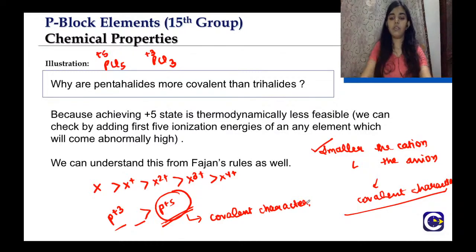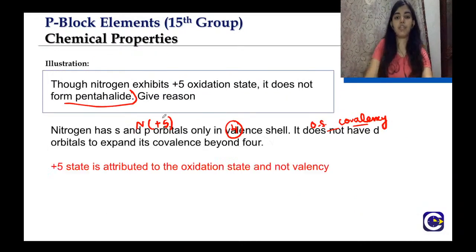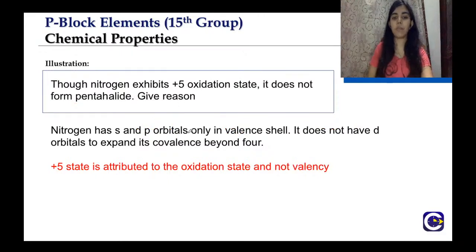Okay, good. So next, don't confuse nitrogen's oxidation state with its covalency, right? Nitrogen has s and p orbitals only in the valence shell. It does not have d orbitals. So basically it cannot form bonds beyond 4. It can only form a maximum of 4 bonds, right? So +5 is the oxidation state. That does not mean that it will form 5 bonds. This is what people get confused about, that oxidation state equals the number of bonds formed. No, oxidation state only says how many electrons have been removed from that particular element, but covalency is the number of bonds that are formed by that particular element.